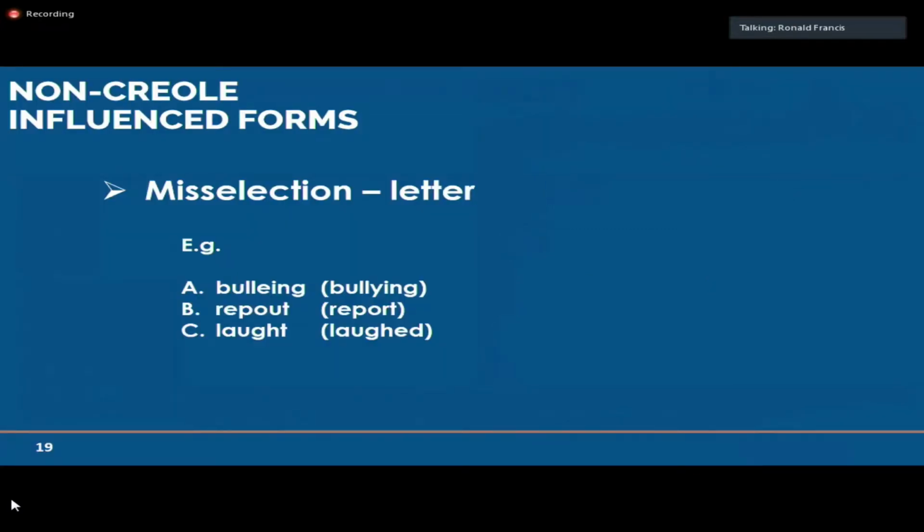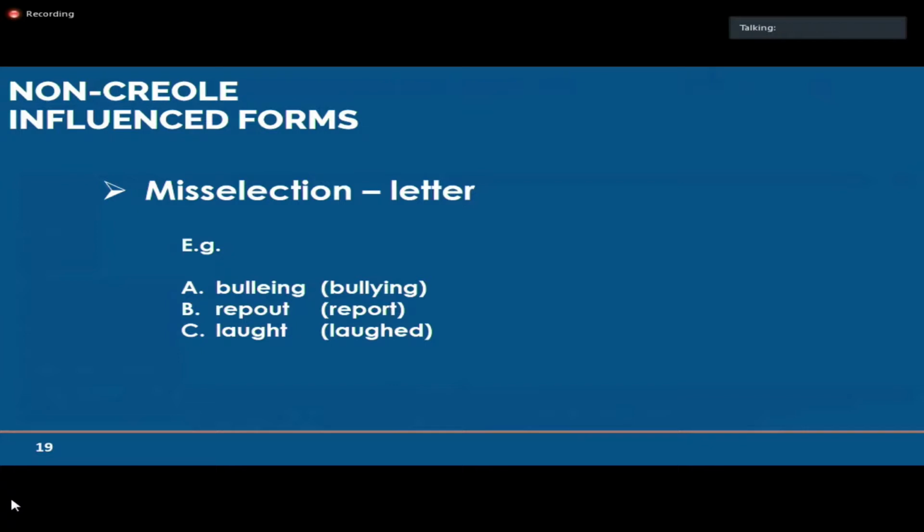You also have misselection of items. So bullying, for example, the child is just not aware of spelling conventions of English. Or report, because OU in the word poor, for example, has the same sound as in report. I suppose you can make an argument about the lack of rhoticity making that distinction. And one of my favorite examples, which you see here, is laughed, for example. The English inflectional morpheme ED is devoiced when it is attached to some sounds, and then voiced when it's attached to other sounds. So because it is pronounced T, the child has actually spelled it as T. So again, this is due to the opaque nature of English, and not due to Creole influenced forms.